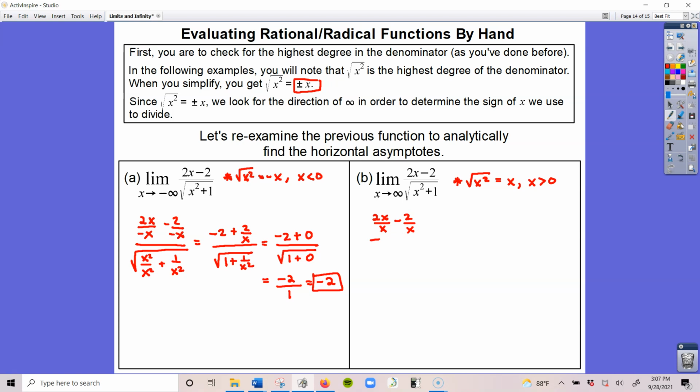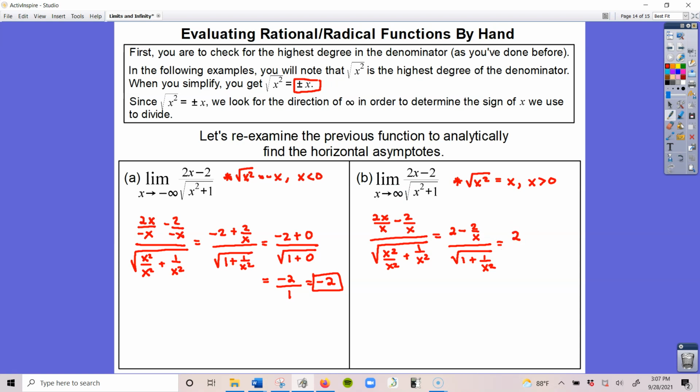And then in the denominator, we keep the x squared since it's still inside of the square root. So x squared over x squared plus 1 over x squared. Let's simplify. 2x over x is 2 minus 2 over x, over the square root of 1 plus 1 over x squared. Now we plug in the infinity.